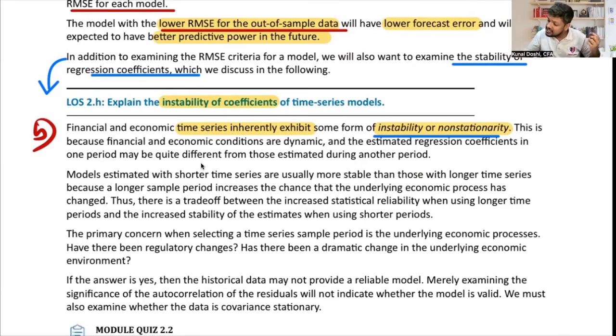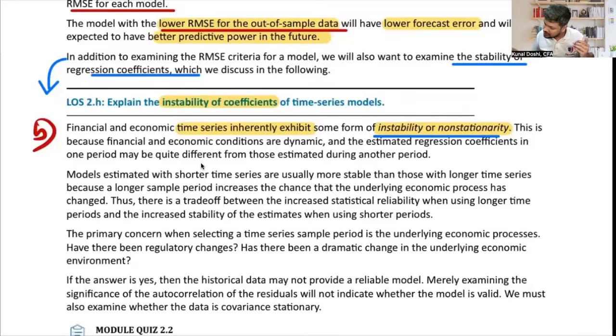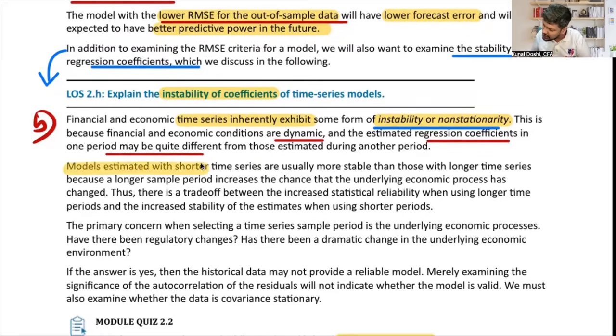There is a dynamic change in the market. Because financial and economic conditions are dynamic, the estimated coefficients in one period may be very different from another period, right? So if I use a very short period and if I use a very long period, both are an issue. How? Models estimated with a shorter time series are more stable because there's not too much volatility, correct? But we know a larger sample is better, right?